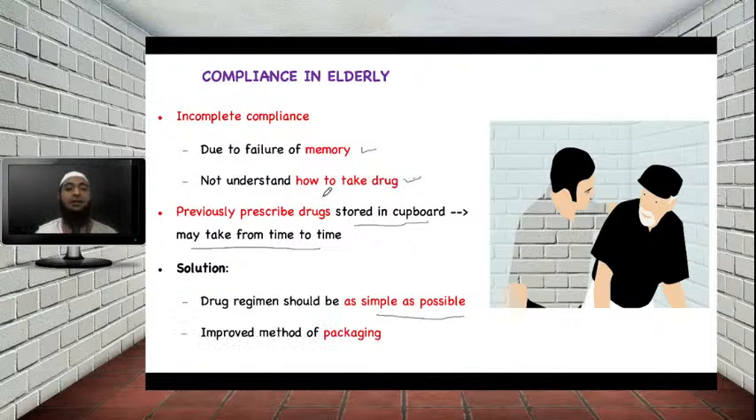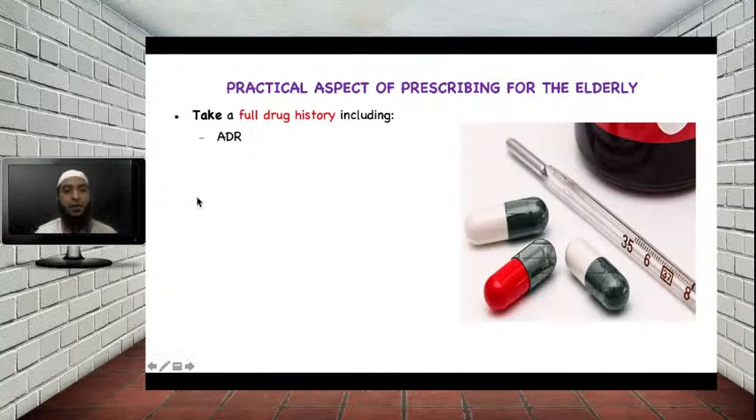Okay. Likewise, improved packaging also helps. If you give good labeling or good packaging material which can be easily read by the patient, that also helps improve compliance in the elderly patient. So let's see a few practical aspects of prescribing drugs to the elderly patient. I have given you a 4-point advice about the practical aspects of prescribing drugs to the elderly patient.